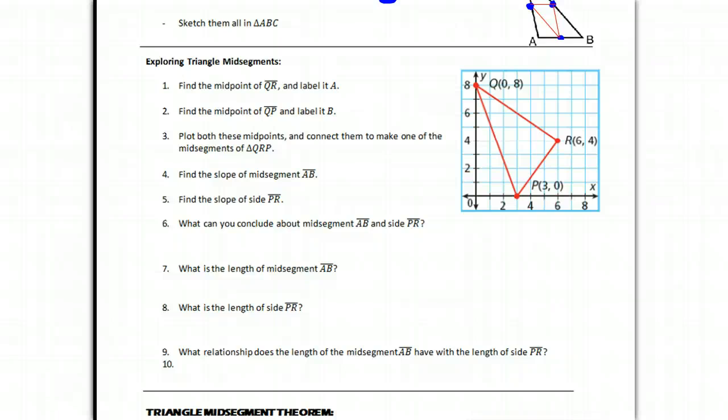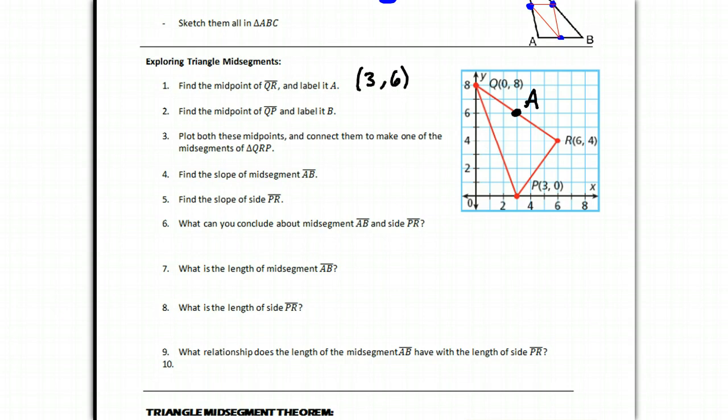The horizontal distance from Q to R is, let's see, looks like 6 units on the x-axis there. So halfway across there would be 3. And you can cut the vertical distance in half from 8 to 4 would be 2. So we're going to go basically over 3 and down 2. So over 3 and down 2, the midpoint would be right there. So we would call that A. And that point would be 3, 6.